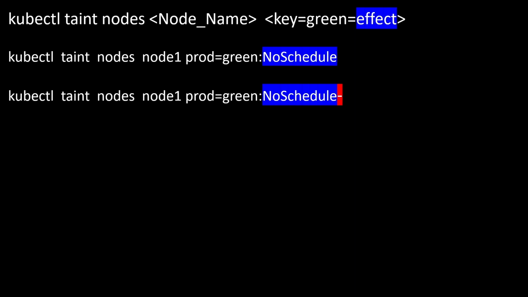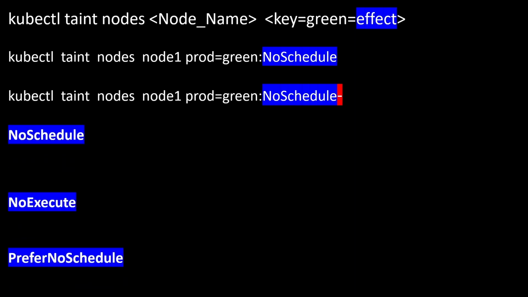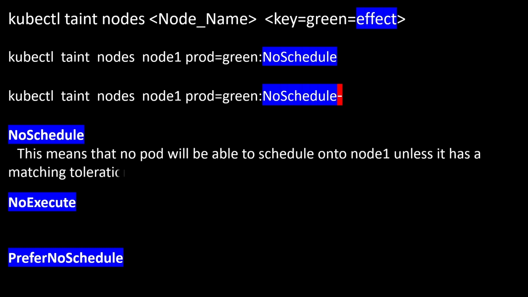Now let's talk about effects. In Kubernetes, we can use three types of effects: NoSchedule, NoExecute, and PreferNoSchedule. If we use effect equal to NoSchedule, it means that no pod will be able to schedule onto node1 unless it has a matching toleration.